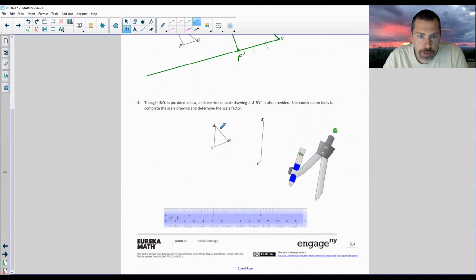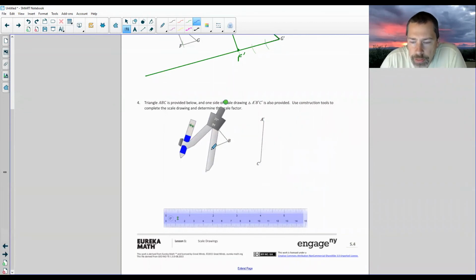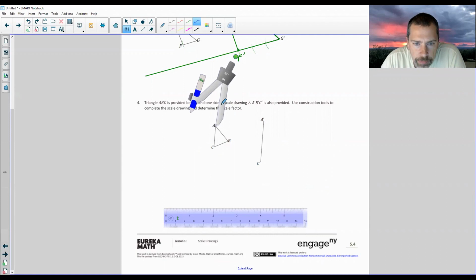Okay, example 4 says triangle ABC is provided below, and one of the sides of a scale drawing, triangle A prime, B prime, C prime, is also provided. Use construction tools to complete the scale drawing and determine the scale factor. Okay, so in this one, we're going to copy angles.